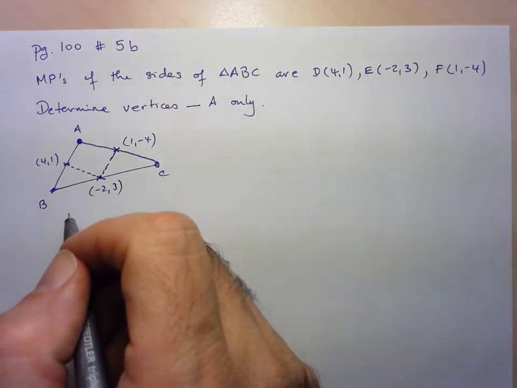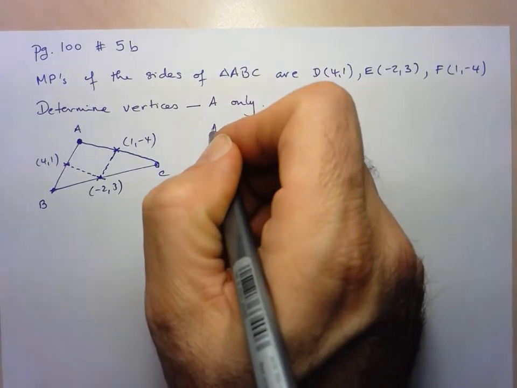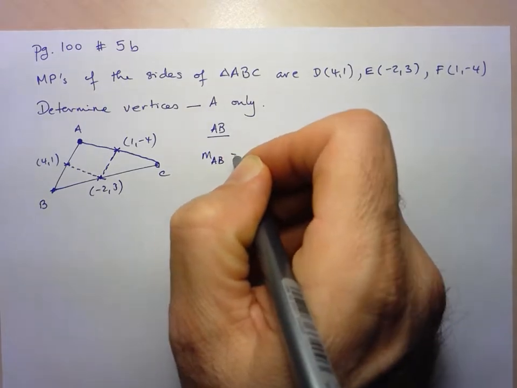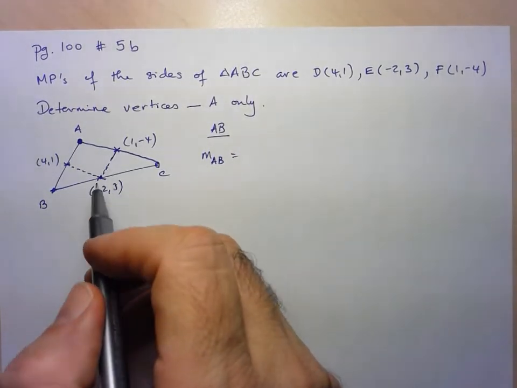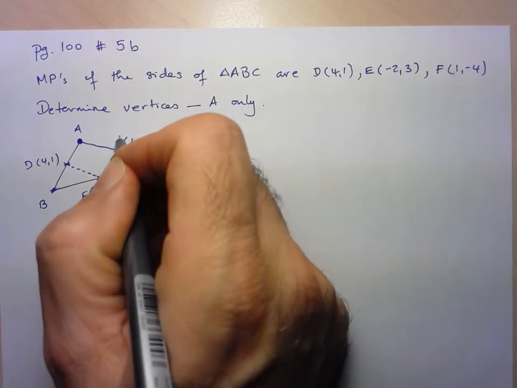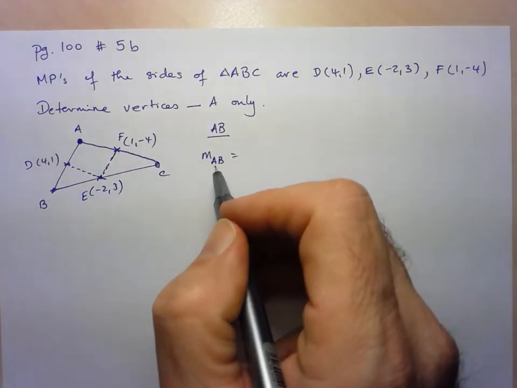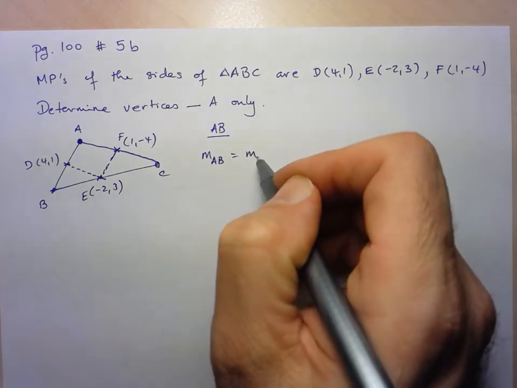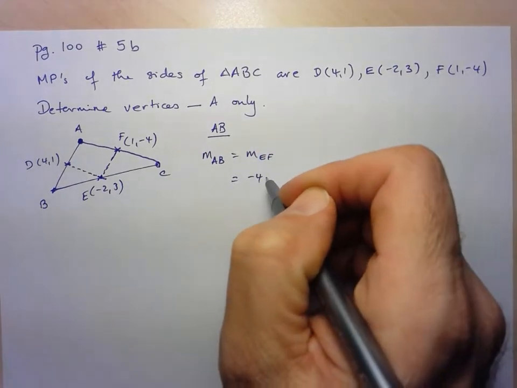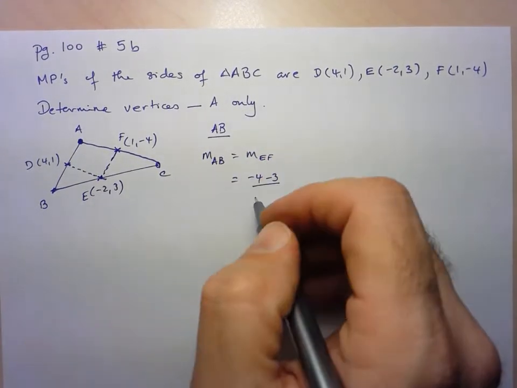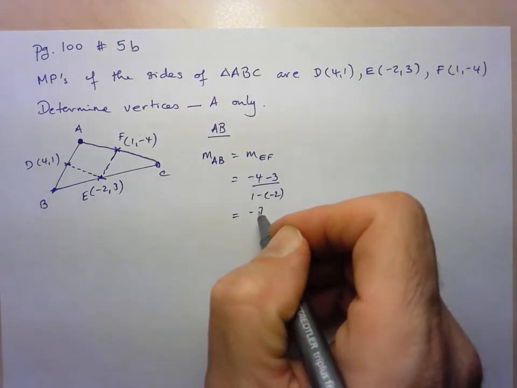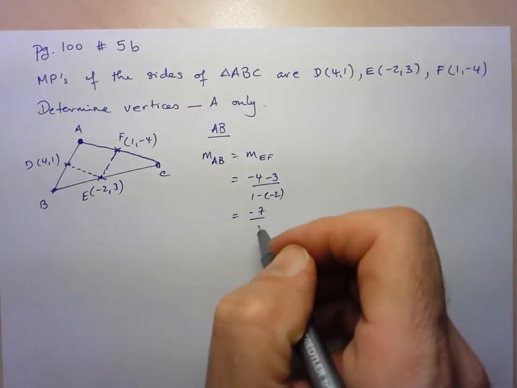Okay, so let's start with AB. If I want to find the slope of AB, that's going to be the exact same thing as the slope between, let's call this, I forgot what this is, this is D, E, F. So the slope of AB is going to be the same as the slope of EF. All right, so let me go ahead and find that. So -4 minus 3 over 1 minus -2. We have -4 minus 3 is -7, and 1 minus -2 is 1 plus 2 is 3.